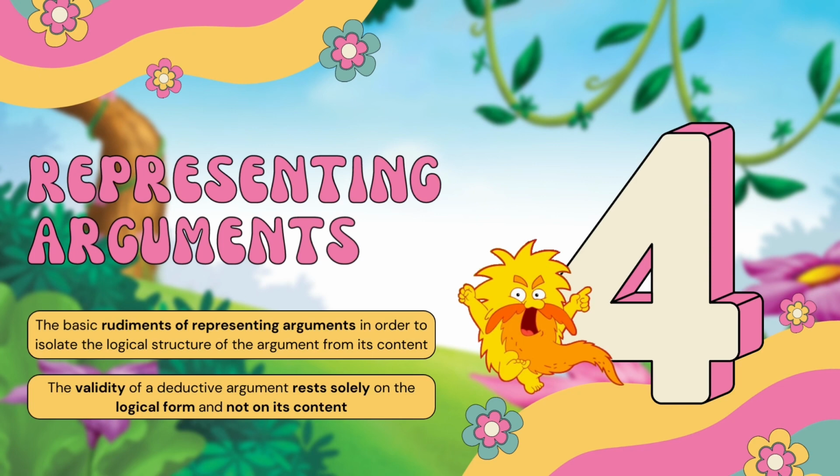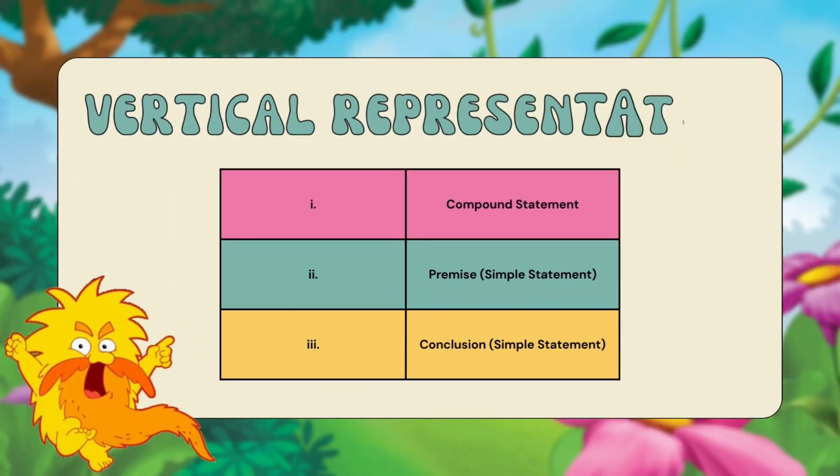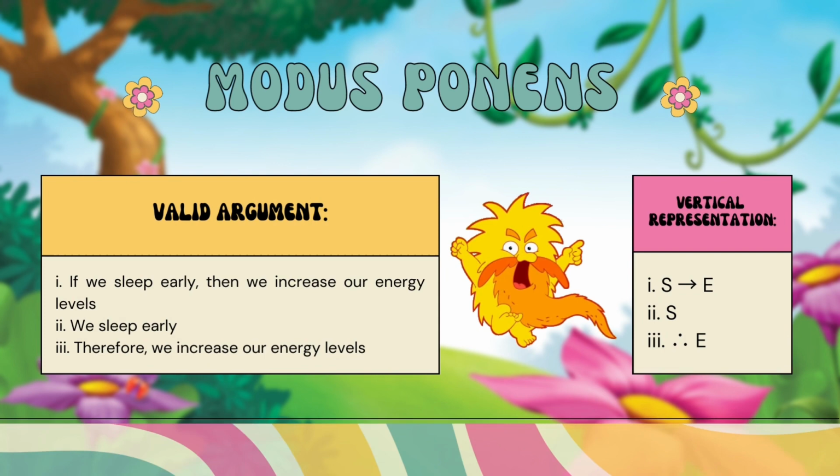Let us proceed with Module 4, representing arguments. This module introduces the basic rudiments of representing arguments in order to isolate the logical structure of the argument from its content. The first step in representing an argument is to represent the simple and compound statements, like this. The first is the compound statement, the second is the premise, and the third is the conclusion.